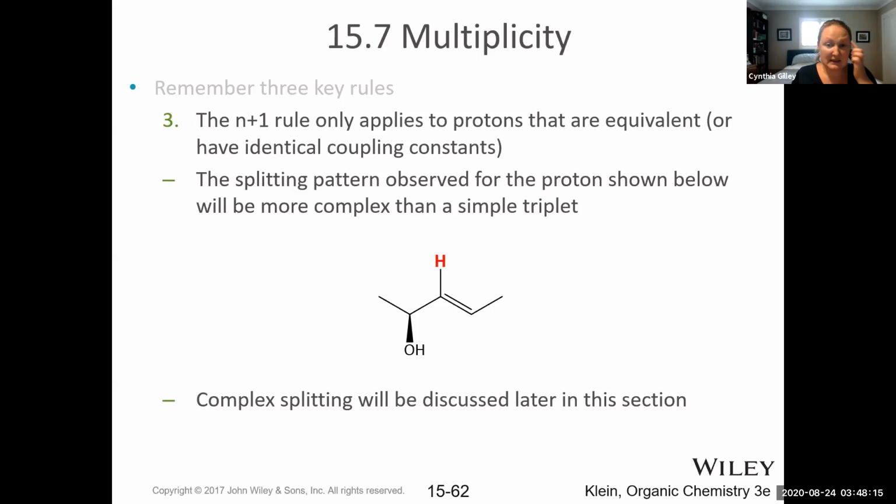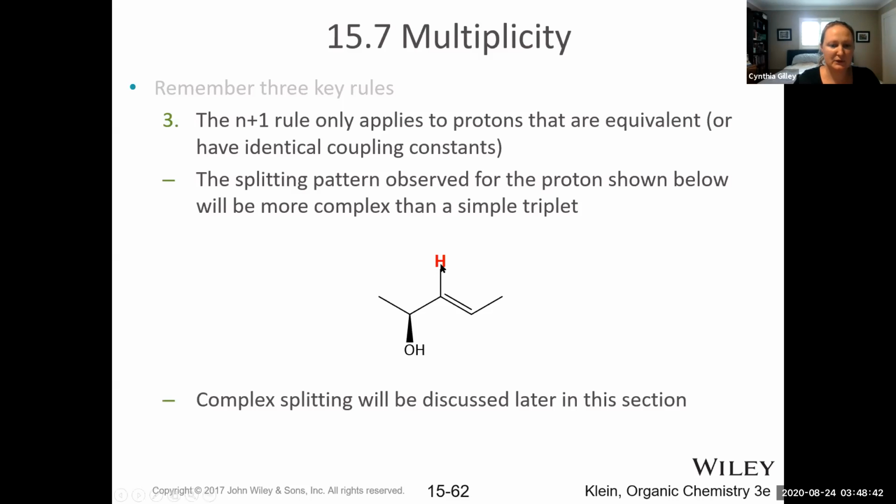There will be some cases where the hydrogens on either side are not very similar at all, in which case the magnitude of the effect of splitting from the neighbor is not going to be the same, and you cannot simply use the n+1 rule. That causes what we call complex splitting patterns, which we're going to talk about.